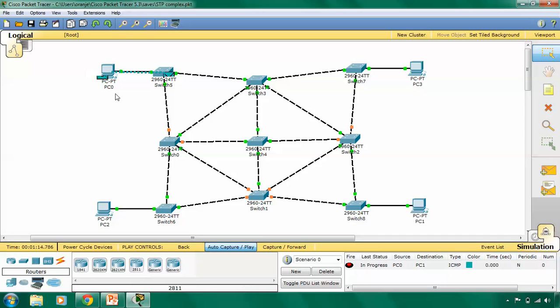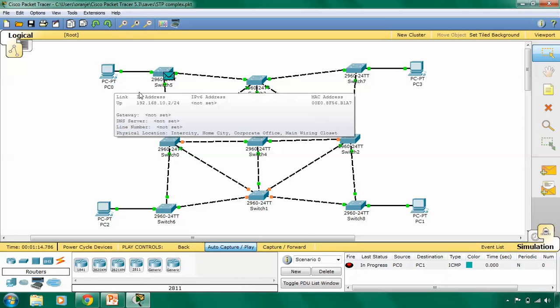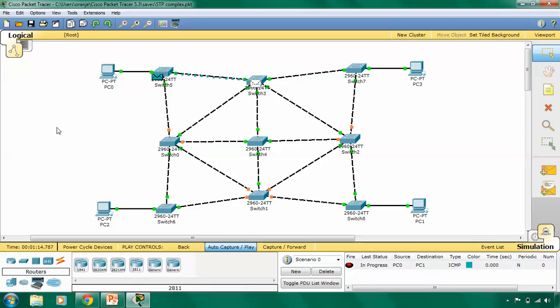So the blue packet reaches switch 5, and then it comes to switch 3, which is the root bridge, because that is the link which is enabled. It cannot go any other way because this link is disabled. And then it comes to switch 2 because this is the enabled link, and that is the least cost available to reach PC1. So PC1 replies, and the message follows the same path back to the source.